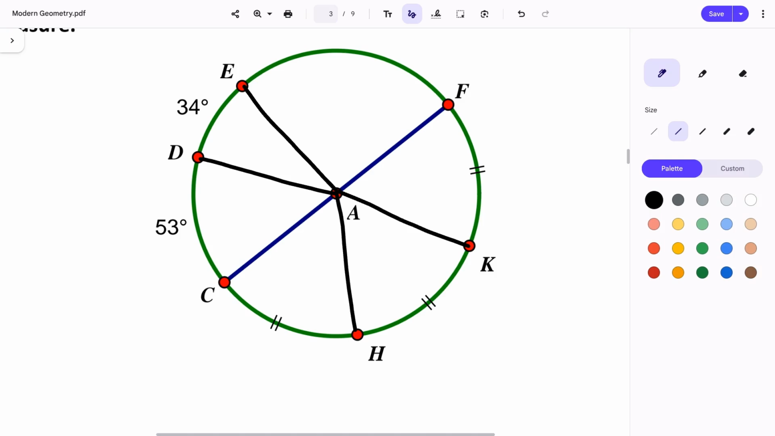Okay, if you're getting close to being done, you want to maybe compare with the people at your table, see if you all got the same measurements.